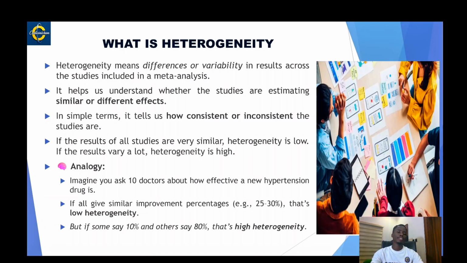So now we talk about heterogeneity. What is heterogeneity? Heterogeneity means differences or variability in results across the studies included in the meta-analysis. So more like differences in the studies or in the results included in the meta-analysis. Imagine you ask 10 doctors about how effective a new hypertension drug is. If all of them give similar improvement percentages, that's low heterogeneity. But if there are varying inputs, then that's high heterogeneity.